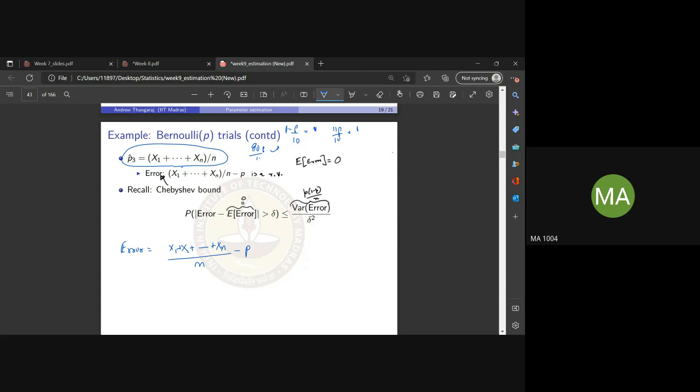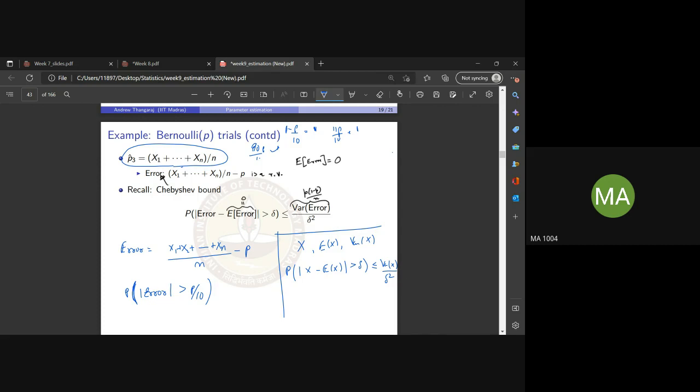So what is your interest? You want to find a bound on the probability that mod of error is greater than p by 10. Now, what do we know about Chebyshev inequality? We know that for any random variable x with expected value of x and variance of x, the probability that mod of x minus expected value of x is greater than some delta is less than or equal to variance of x by delta square. This we know from Chebyshev inequality.